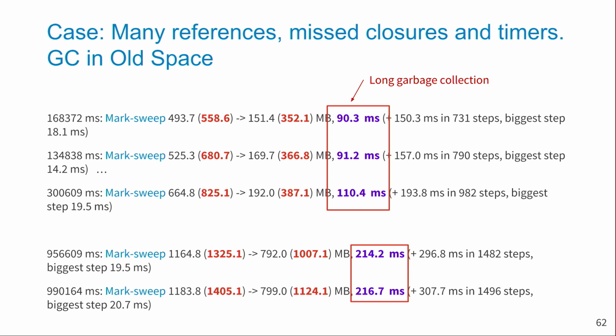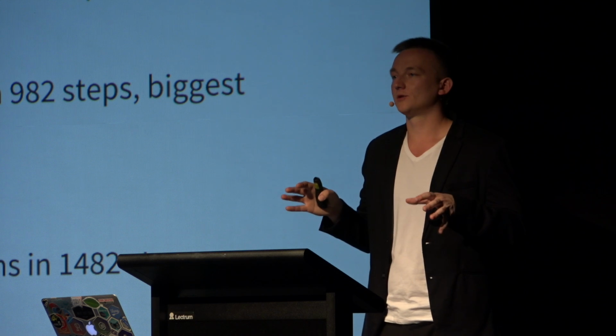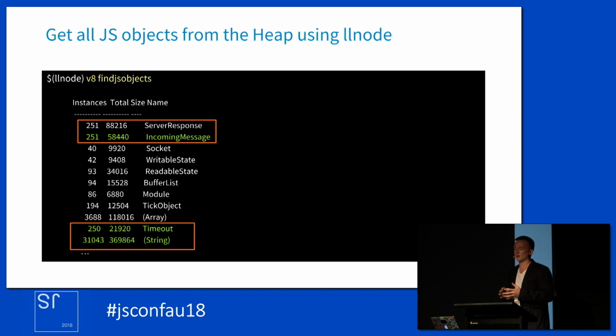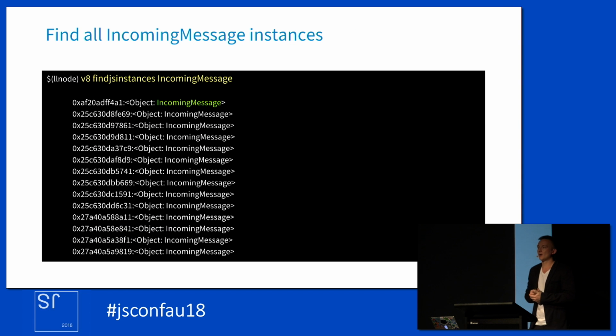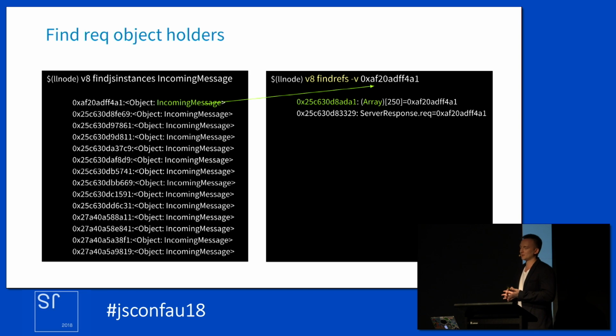To find missed closures or timers, usually we use a heap dump and compare them, but I'll show you how to do the same with a core dump, in case of a fatal error when you get the core dump. What we need to do is get a report of all JavaScript objects inside the memory. We can do it with the command v8 find objects, JS objects. A large number of incoming messages looks suspicious. So let's figure out where those requests are located. We need to get all of them from the memory, choose the first one, for example, and take a look where this request is located.